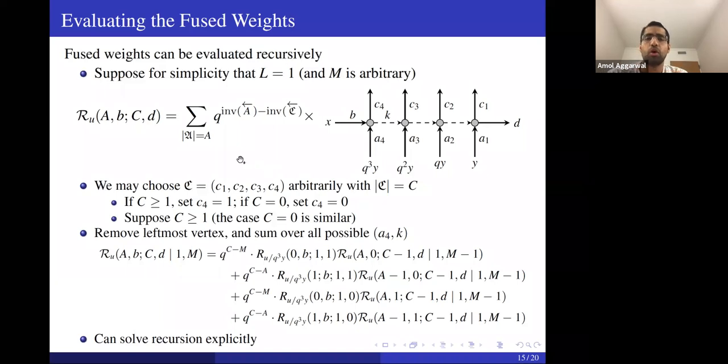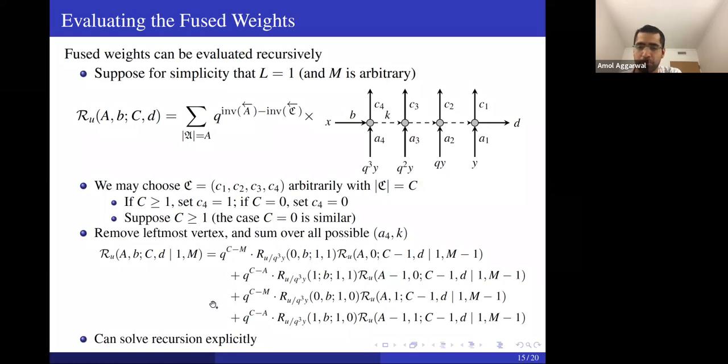Okay, so let me go ahead and do that. On the left side I have this fused R weight. On the right side, I'm just summing over all possibilities for A4 and also over K. So I have 2 possibilities for A4 and 2 possibilities for K. So I have 4 things in the sum. I'll get something that looks like this.